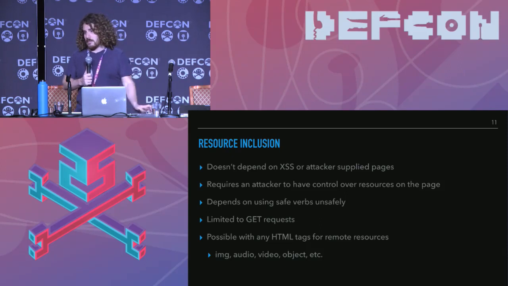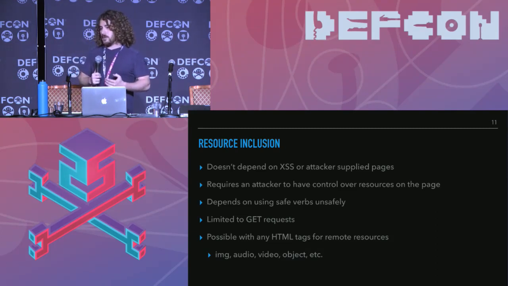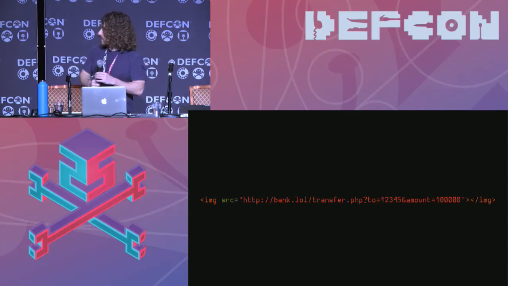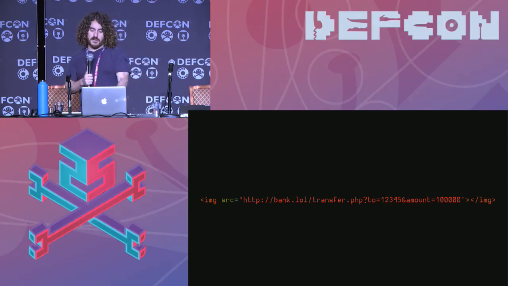This specific type is limited to only GET requests. So if you are doing safe and unsafe correctly, this technique will most likely not be usable for you. An example of this is something like this. We'll be using a banking demo that I built shortly. And so this is how a transfer would occur. It's the GET request that has a to and an amount. So if you were to put this into an image tag, you would see the transaction went through.